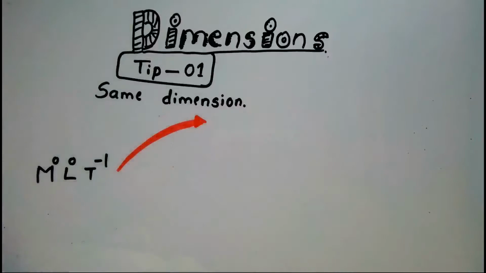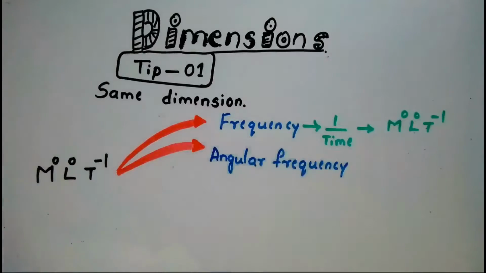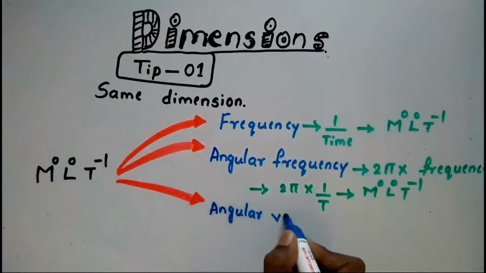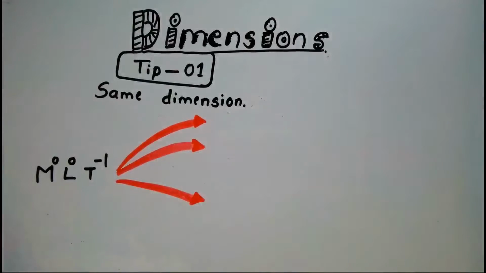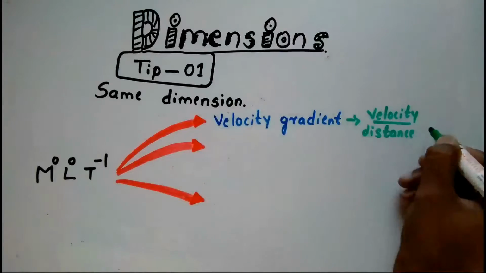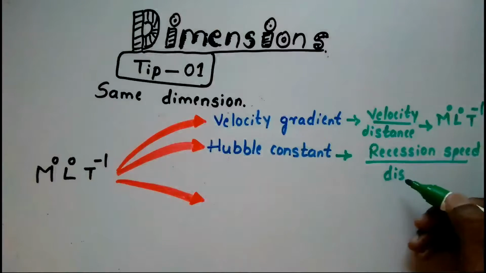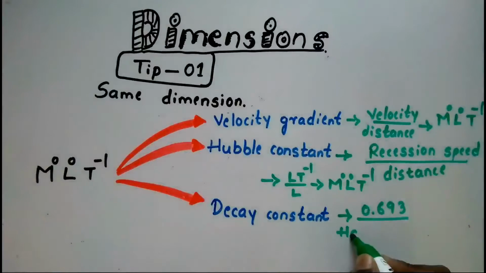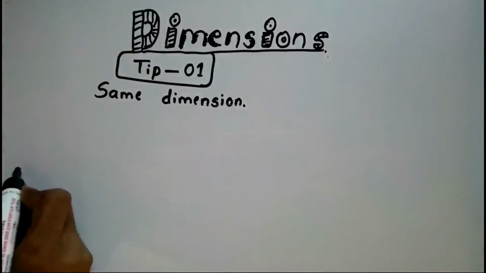Same dimension, that is M0 L0 T^-1. Frequency and angular frequency have the same physical dimension, that is M0 L0 T^-1, and so does angular velocity, that is rad per second. Don't confuse angular frequency and angular speed. And velocity gradient, that is velocity by distance. Remember that whenever you hear the word gradient, you should divide that physical quantity with respect to distance.